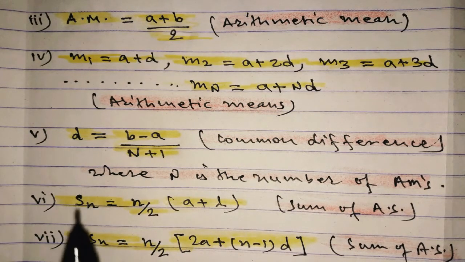Formula number 6: Sn = (n/2)(A + L). That means if we know the first term, last term and number of terms, then we can find the sum of an arithmetic sequence. Seventh formula is Sn = (n/2)[2A + (n - 1)D], the sum of an arithmetic sequence, where n is the number of terms.